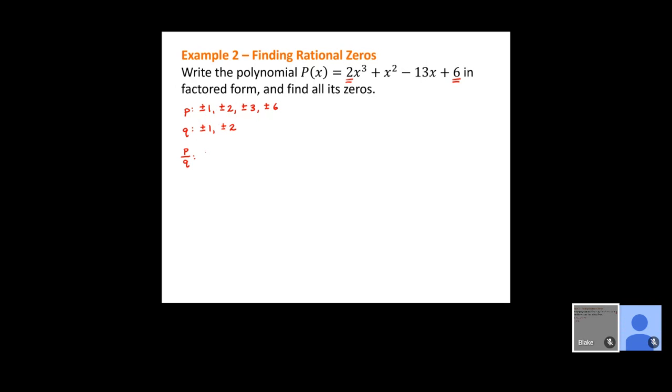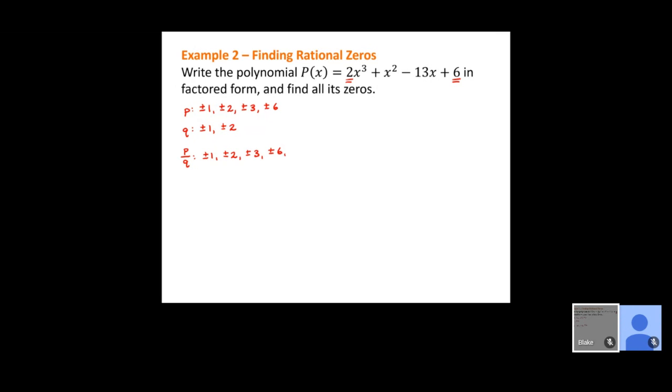Well, 1 divided by 1 is 1, so we get plus or minus 1. 2 divided by 1 is 2, so plus or minus 2. 3 divided by 1 is 3, so plus or minus 3. And 6 divided by 1 is 6, plus or minus 6.